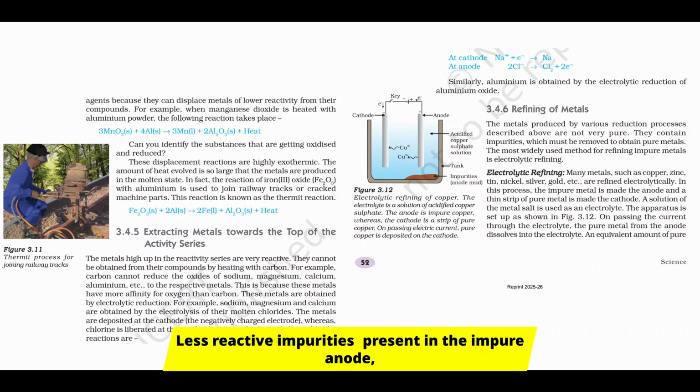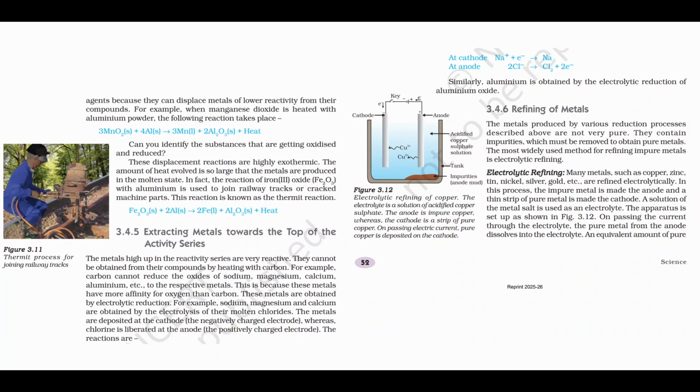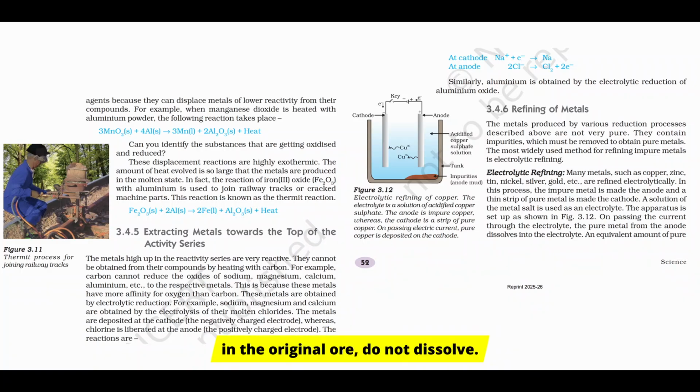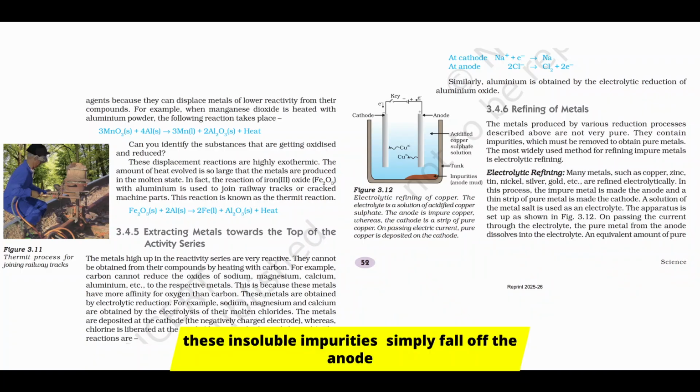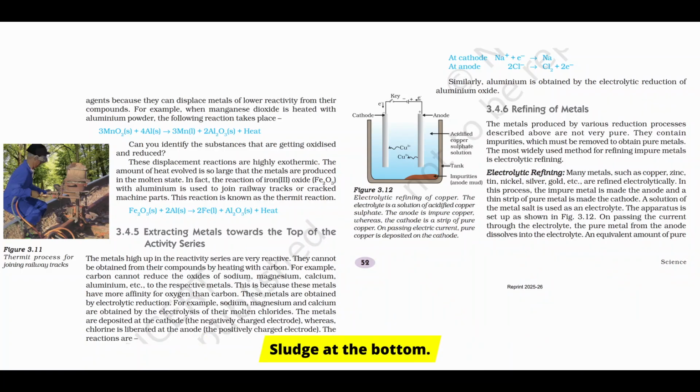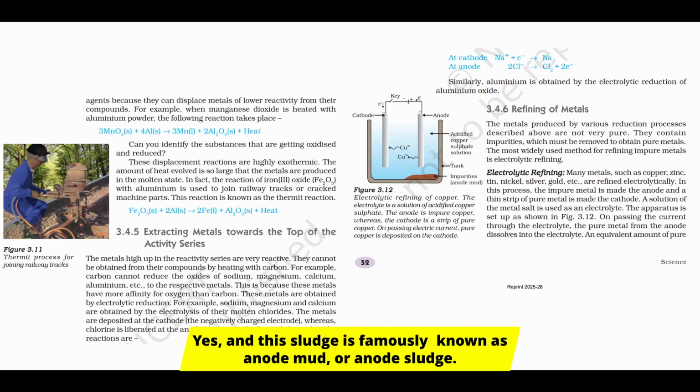Less reactive impurities present in the impure anode, like silver, gold, platinum, if they were present in the original ore, do not dissolve. As the copper around them dissolves away, these insoluble impurities simply fall off the anode and settle down at the bottom of the electrolytic cell as a sludge. This sludge is famously known as anode mud or anode sludge.